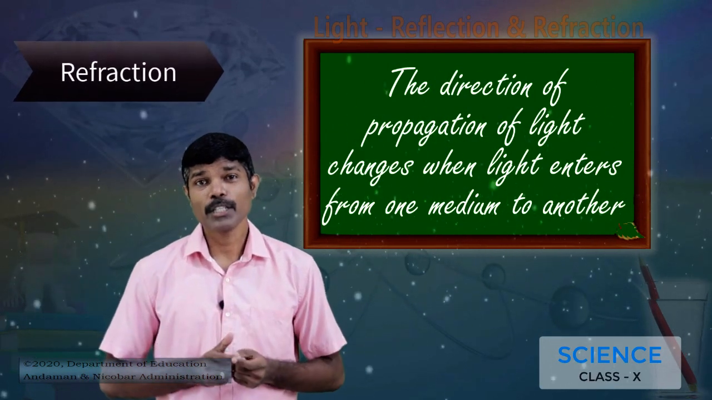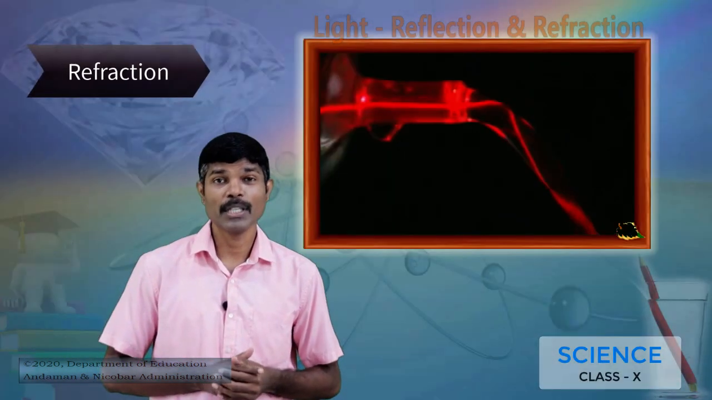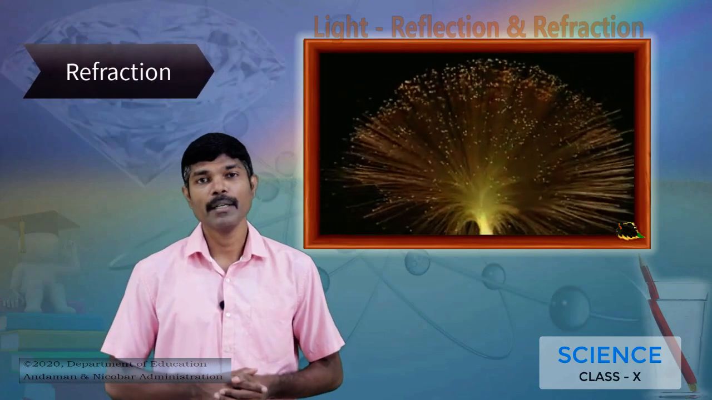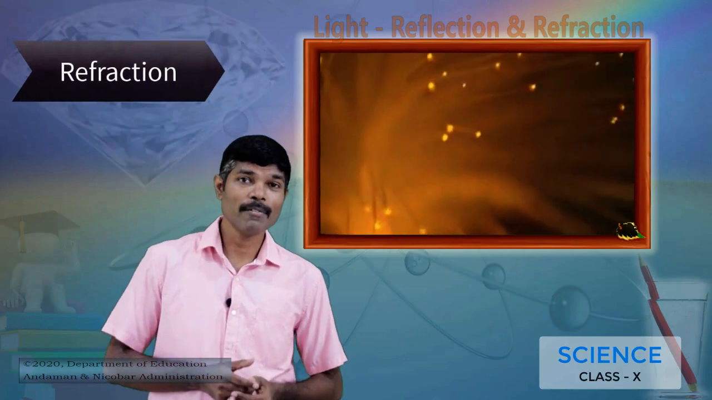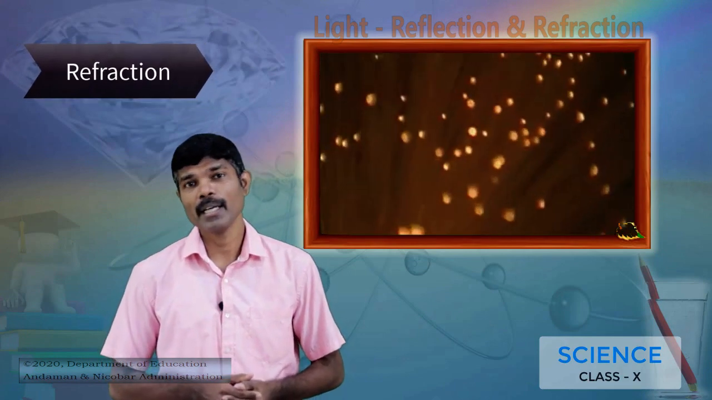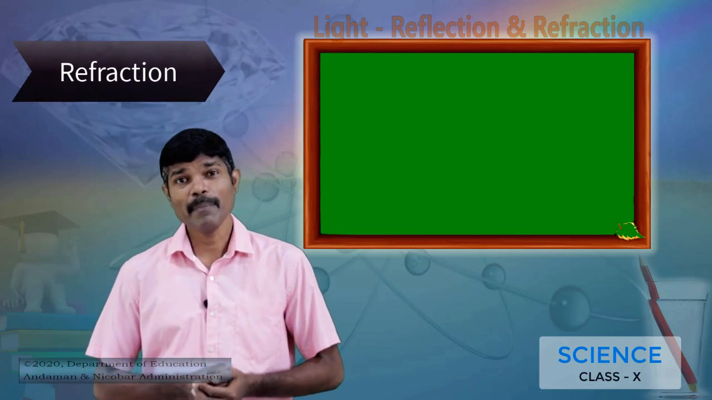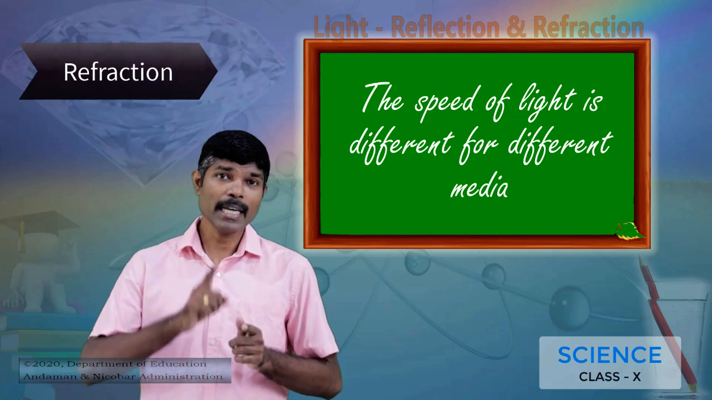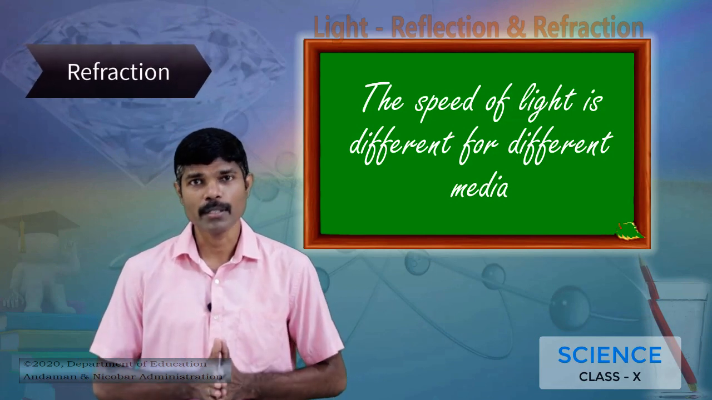As the light enters from one medium to another medium, the speed of light changes. So the speed of light is different in different media. In some of the medium, the light travels faster. In other medium, the light travels slower. Children, as long as the medium remains same, that means if the light travels in a particular medium, then the speed of light remains constant.